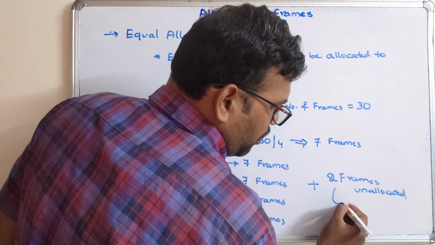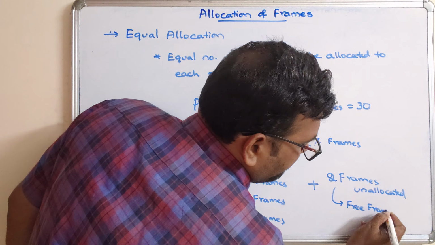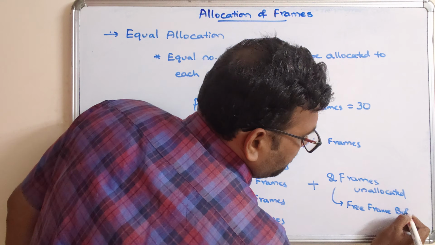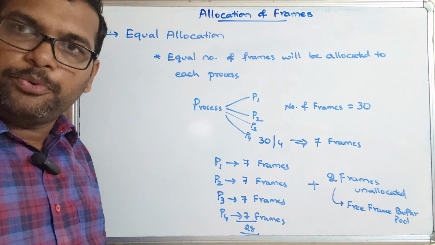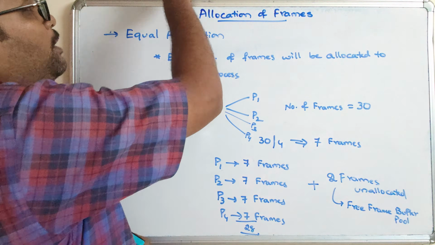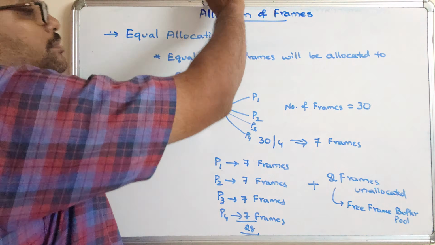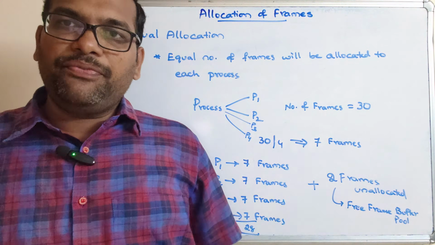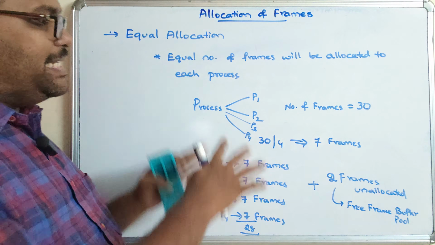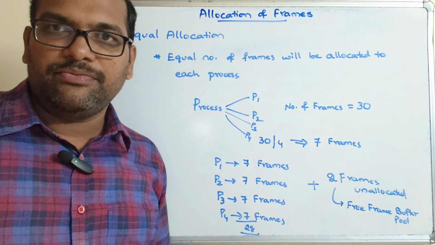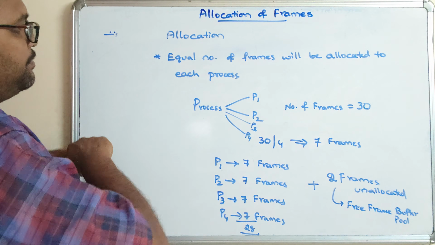We can call these the free frame buffer pool. Those frames will be kept there for future purposes. That is how the equal allocation will be done. Now, the second category is proportional.